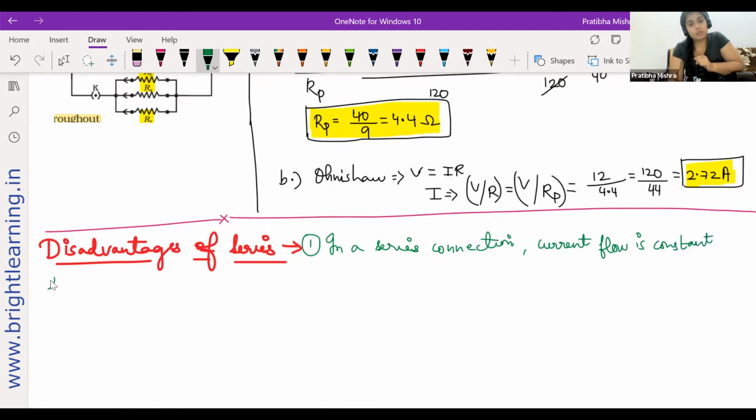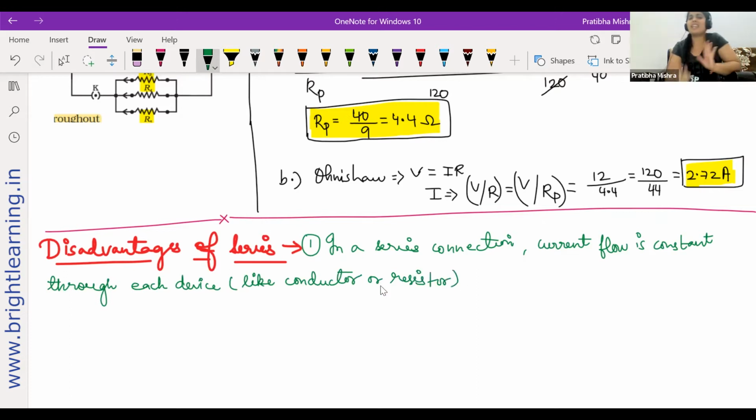through what? Through each device. Okay, so through each device, it can be a conductor, it can be a resistor, anything. I'm talking about generally any device. In a series connection, what happens? All the devices that you connect, what will happen? Current flow is constant, right?